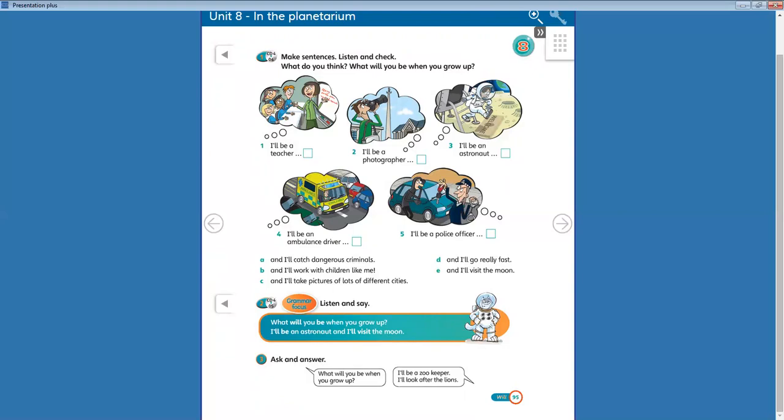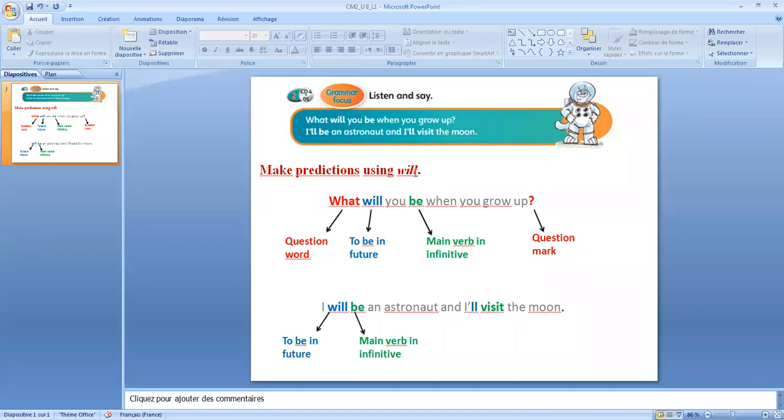Okay, so here I have a small explanation about this grammar lesson. Wait a minute. Yes, here it is, the same 2 sentences. What will you be when you grow up? This is a question, and this is the answer. I will be an astronaut, and I'll visit the moon.